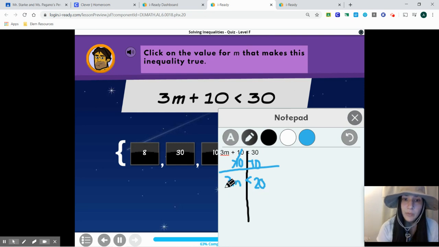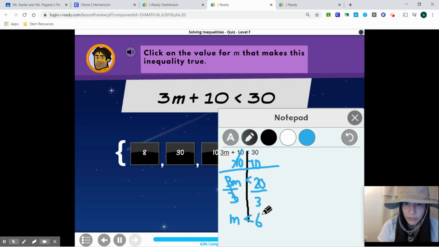Okay, now we are going to divide both sides by 3 to get m alone. Now, this is not going to be the prettiest number in the world, but that's okay. We know that 3 goes into 20 6 times with 2 left over. So what that tells us is that m has to be less than 6 2/3. So we're looking for 6 or less.